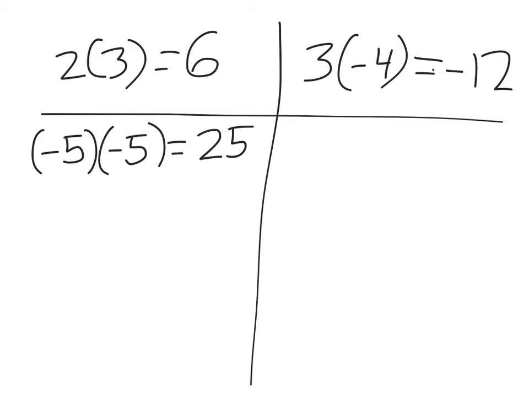All right, and then what if I were to multiply negative 3 times 0? Is it 0 or is it negative 0? 0. That's right. There's no such thing as negative 0. All right? 0 is just 0. So very good.